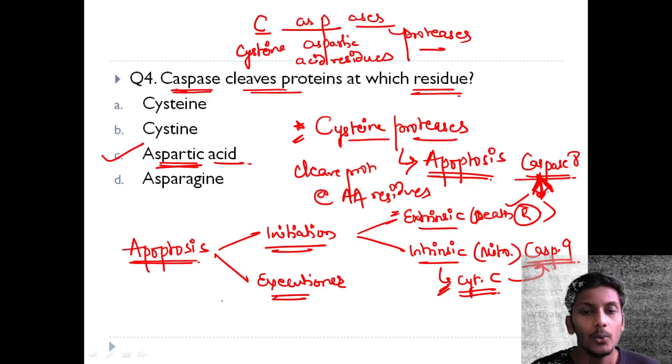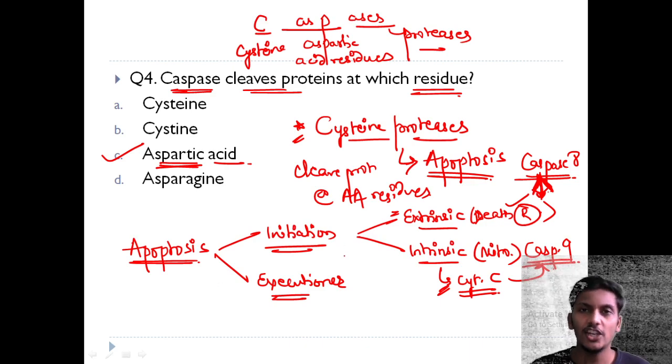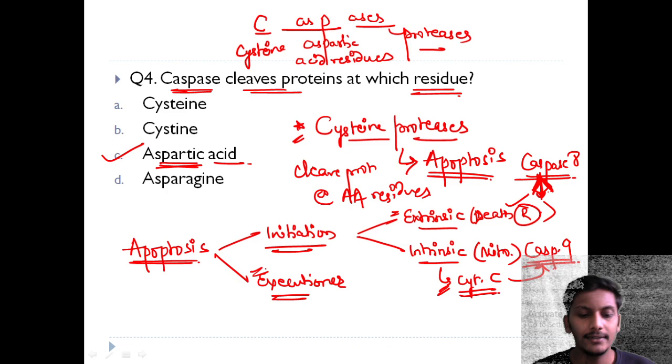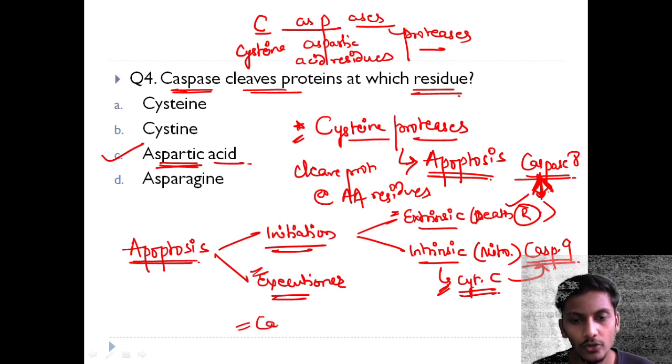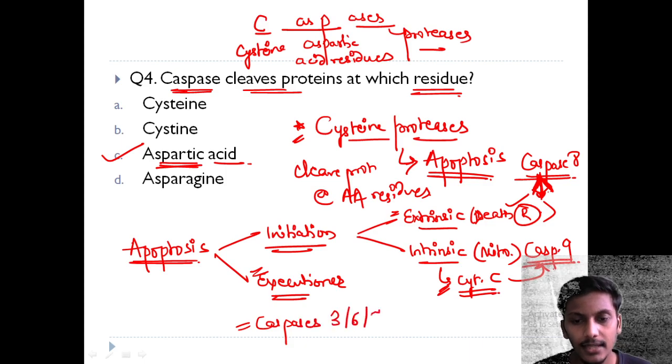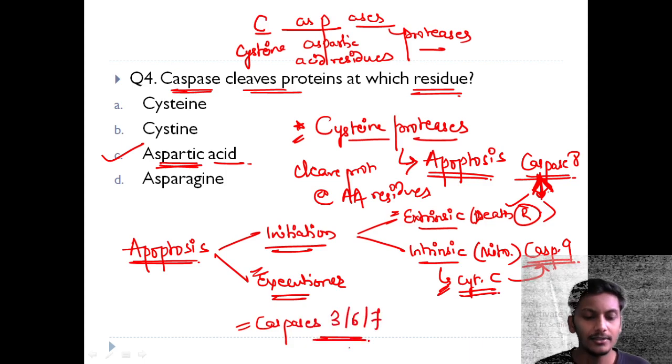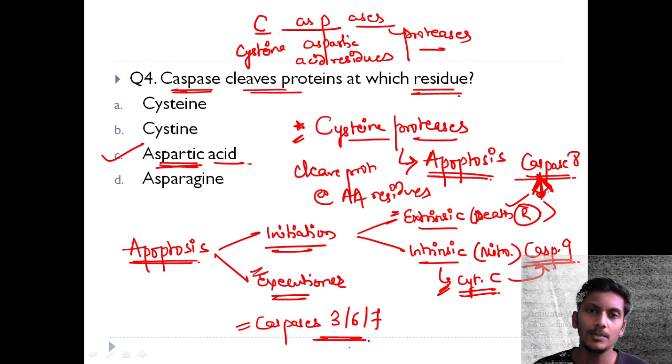Important. Whereas these are about your initiation phase, what about your executioner phase? So please remember, the executioner phase is mostly taken care of by caspases 3, 6 and 7. So caspases 3, 6 and 7 are responsible for the executioner phase of apoptosis.